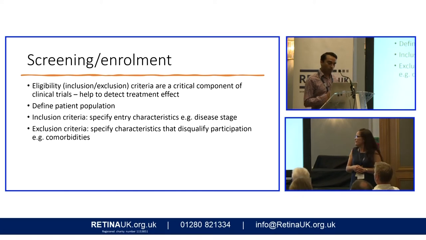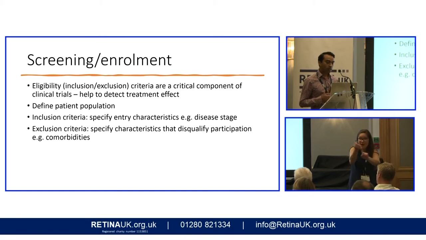So the researchers will have done all that work to get to the point of recruiting participants. As a participant, it may be at screening or enrollment that's the first time you hear about a study. At that point, it's the eligibility criteria, the inclusion or exclusion criteria, which are used to determine who might be eligible for a study. These eligibility criteria are an important part of clinical trials to help detect a treatment effect. And it's that treatment effect which is important for the treatment then to be approved by the regulators. These eligibility criteria help to define the patient population.